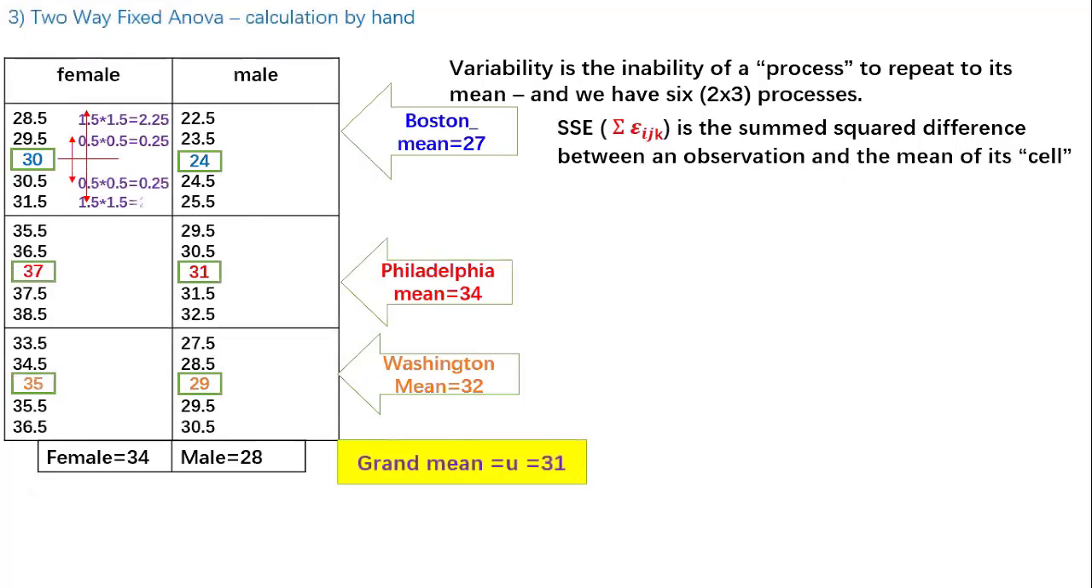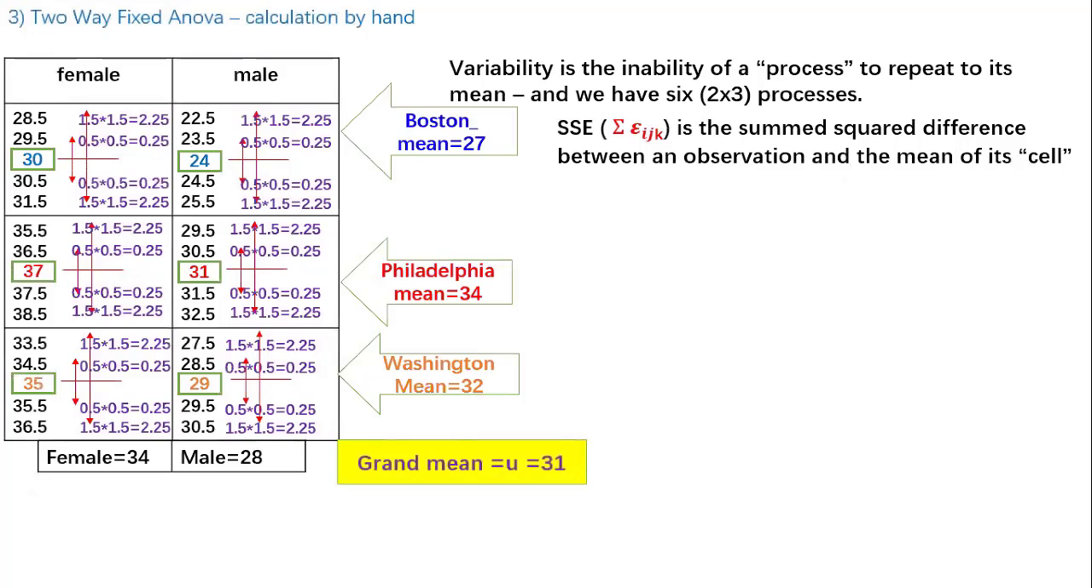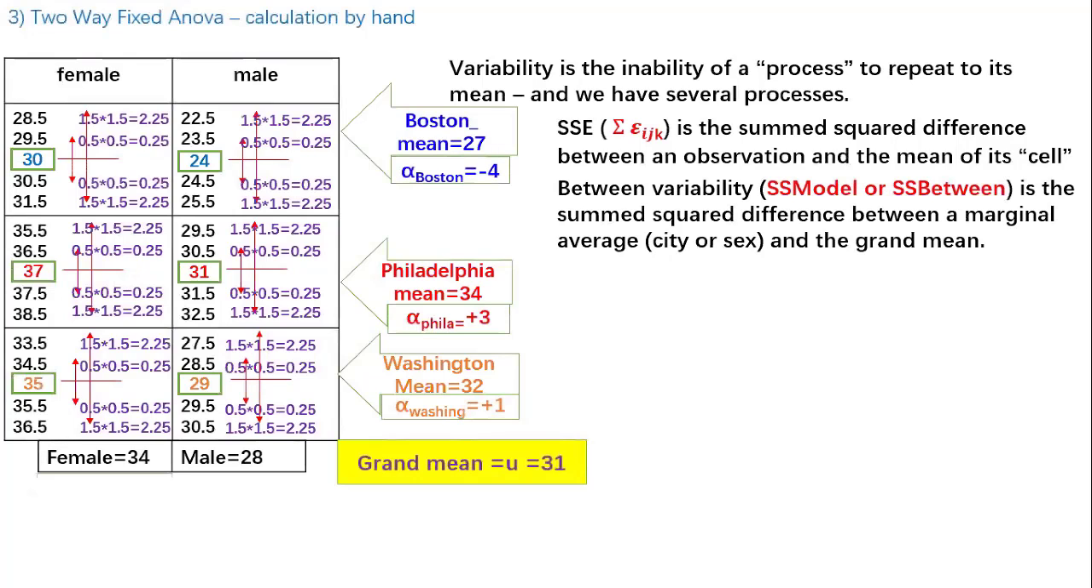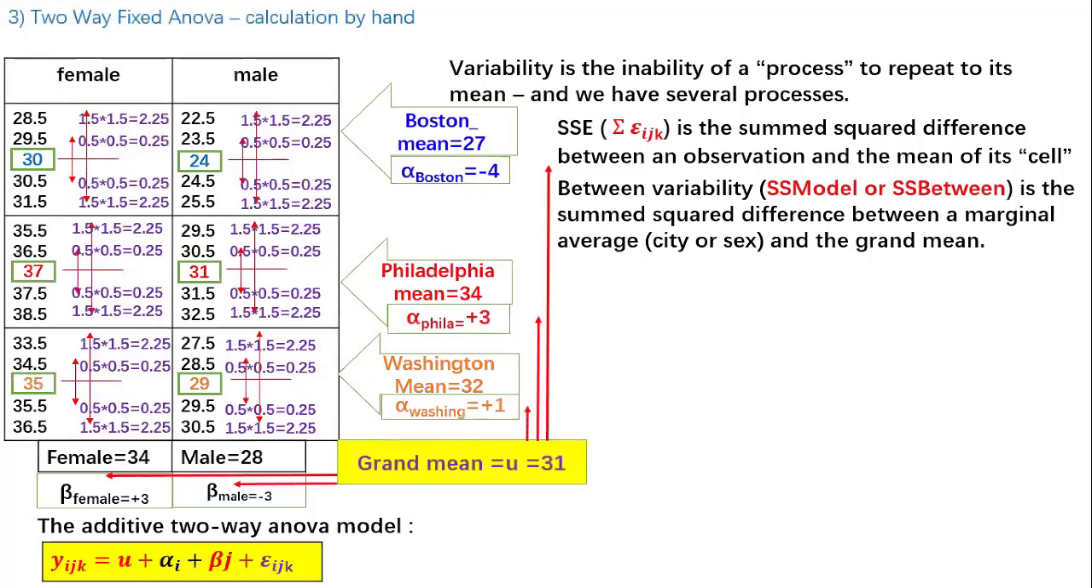Just follow the red arrow. Between variability, sum square model, sum square between, is the sum square difference between marginal average, city or sex, and the grand mean. Just follow the red arrow. We'll show you the main effect of each variable. And this is our two-way ANOVA model.